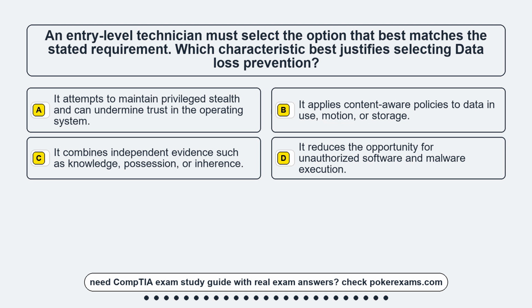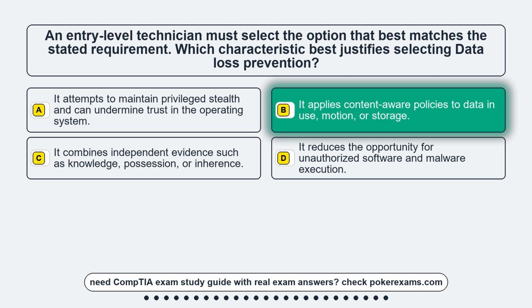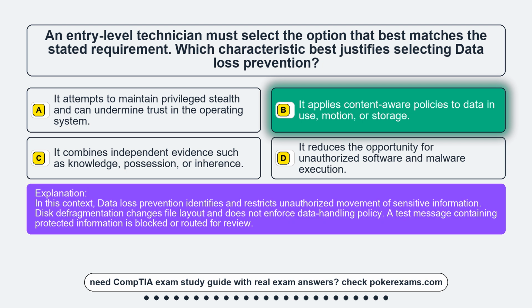Option D. It reduces the opportunity for unauthorized software and malware execution. The correct answer is option B. It applies content-aware policies to data in use, motion, or storage. In this context, data loss prevention identifies and restricts unauthorized movement of sensitive information. Disk defragmentation changes file layout and does not enforce data-handling policy. A test message containing protected information is blocked or routed for review.